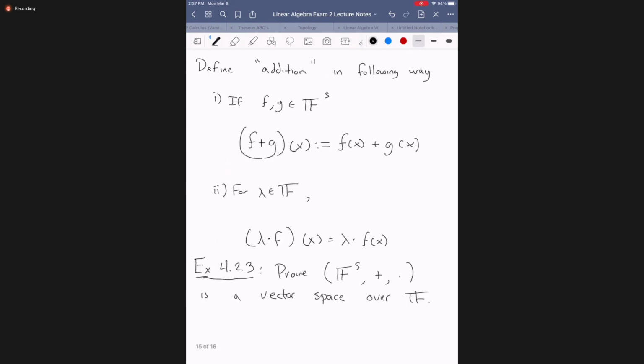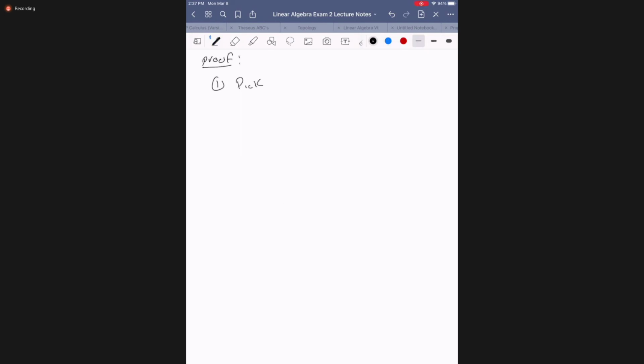So 1. Pick F and G in the set V. We now have to prove that this thing is also in the set V. So we have F plus G evaluated at some X. Each one of these individually goes from S to F. So this was defined as f of x plus g of x.